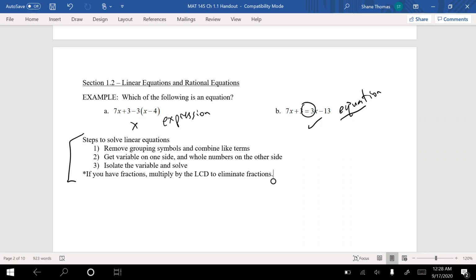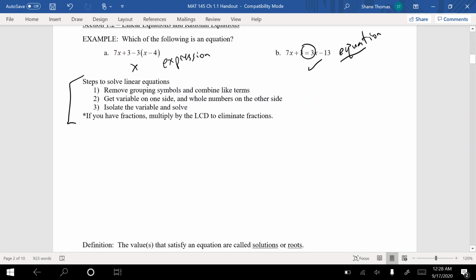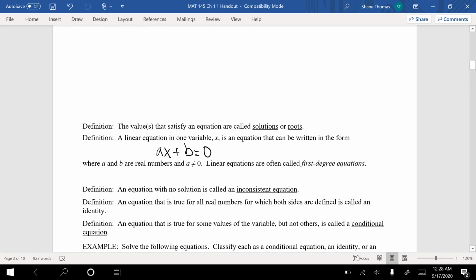Step 3 is isolate the variable. You can do that with addition, subtraction, and then multiplication and division to get the variable all by itself. And if you ever have any with fractions, you want to multiply by the LCD, and in an equation, that will eliminate the fractions. All right, so a couple definitions to hit.